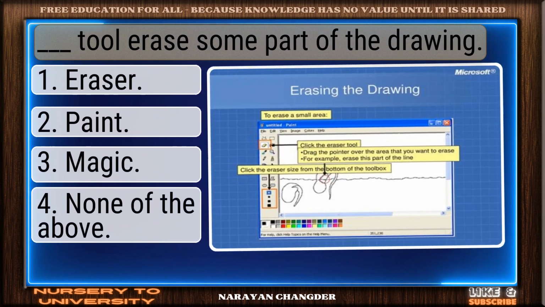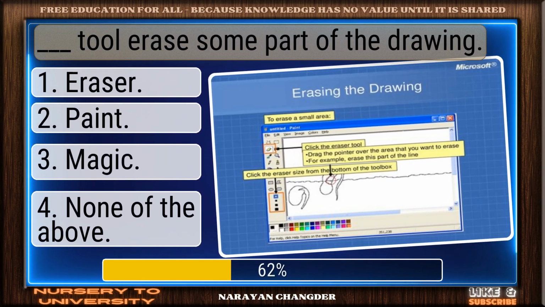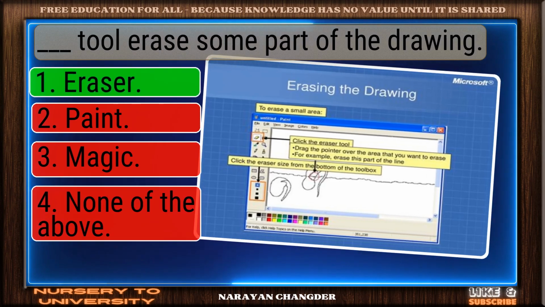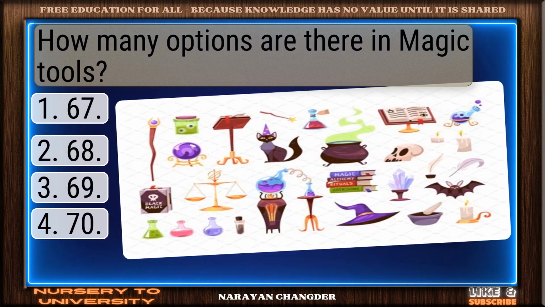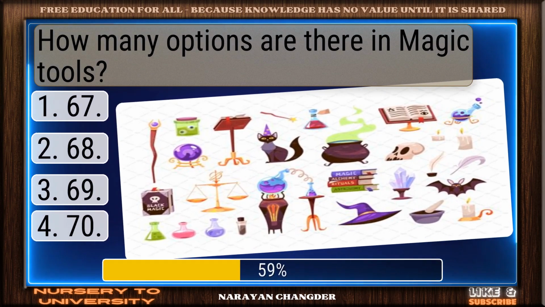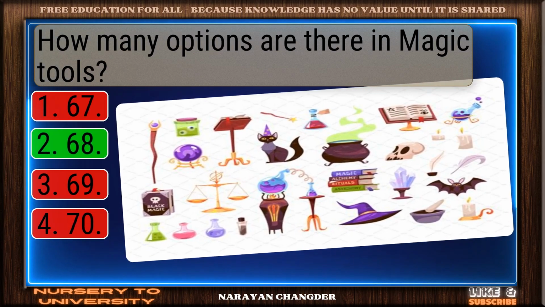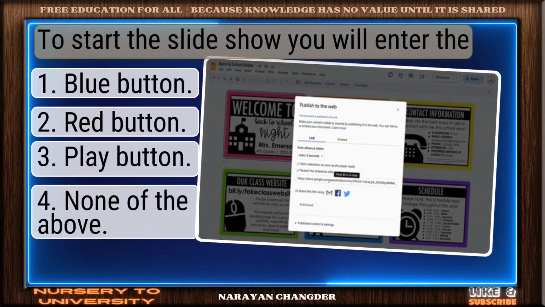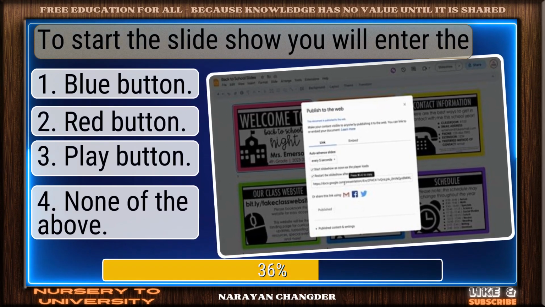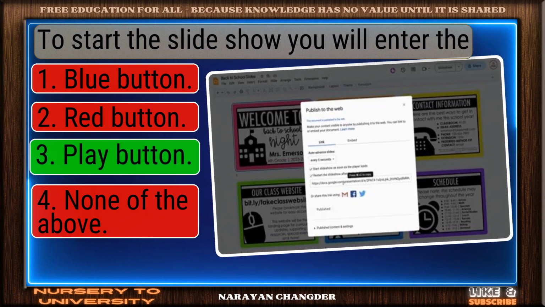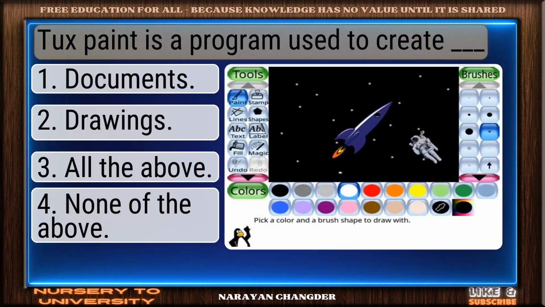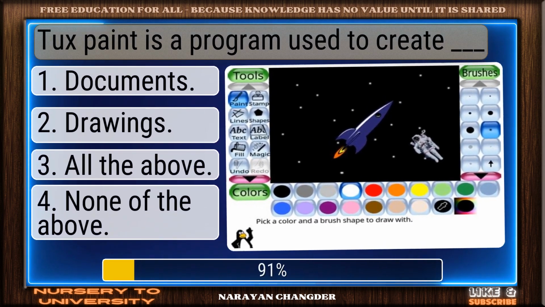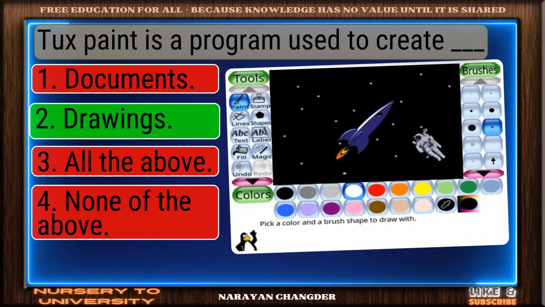Dash tool erase some part of the drawing. Correct response. Eraser is accurate. How many options are there in Magic Tools? On track. 68 is correct. To start the slide show, you will enter the dash. Strong choice. Play button is right. Tux Paint is a program used to create dash. Good job. Drawings works well.